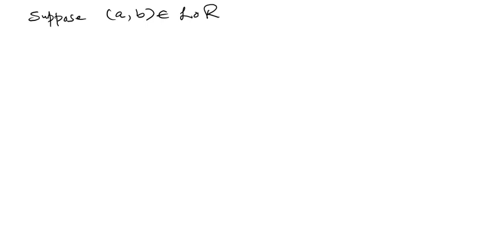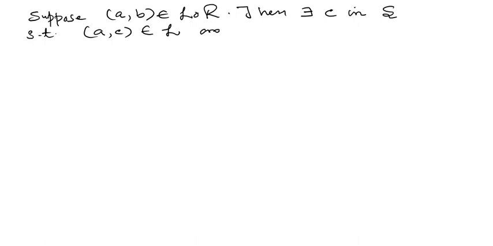Now you apply the definition of composition. Then there exists an element C in S such that AC they are L related and CB they are R related. That's the definition of composition.